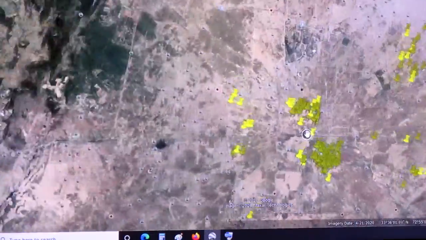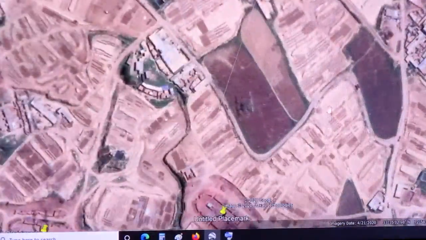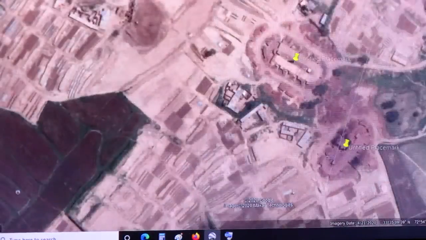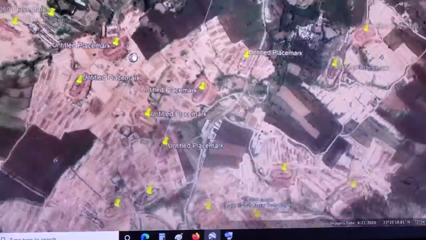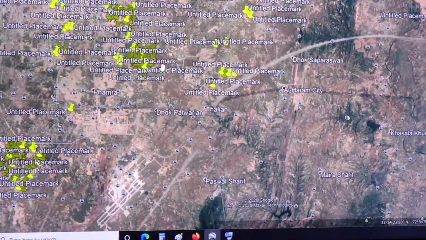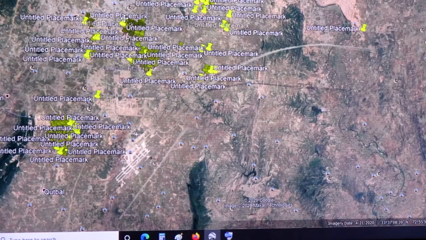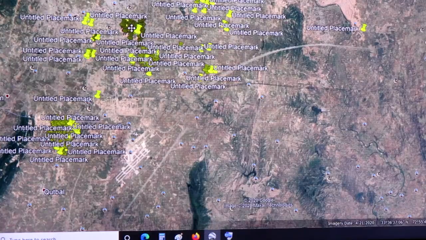Shouldn't probably be a waste of time, man. This is the biggest kiln cluster in Pakistan so far that I found. The one around Dhaka is heavier. Oh yikes.